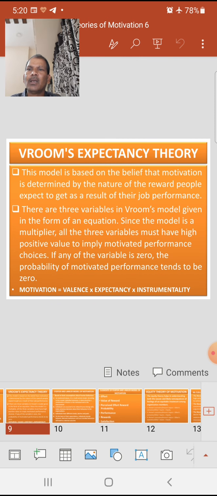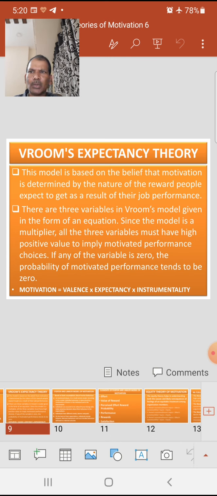Okay, what is valence first? Valence means the attraction or repulsion of an outcome to the individual. Whenever an individual has a preference for a reward, valence is the strength of that preference. The valence is something subjective and varies from person to person.